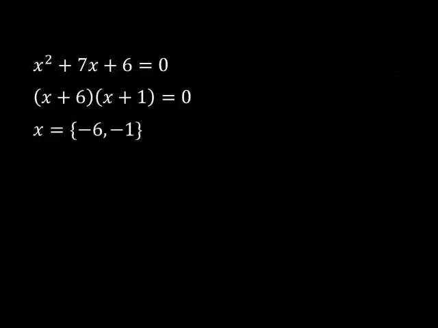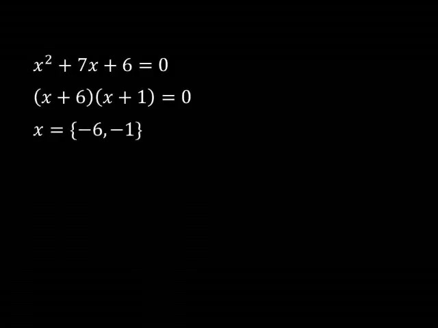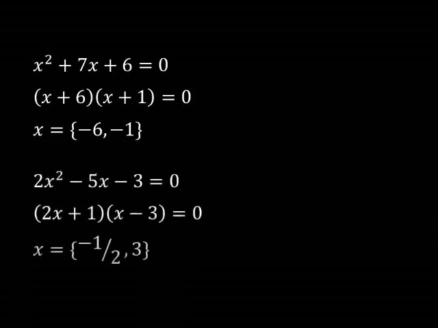Many quadratic equations have 2 solutions. These can be factored or solved using the quadratic formula. An example is x squared plus 7x plus 6 equals 0, which can be factored into (x plus 6) times (x plus 1) equals 0, which when solved gives x equals negative 6 or x equals negative 1. Another example is 2x squared minus 5x minus 3 equals 0, which factors into (2x plus 1) times (x minus 3) equals 0, and solves for x equals negative 1/2 or x equals 3.